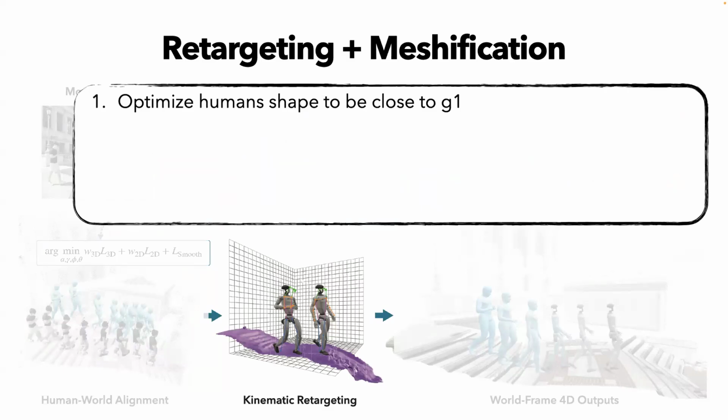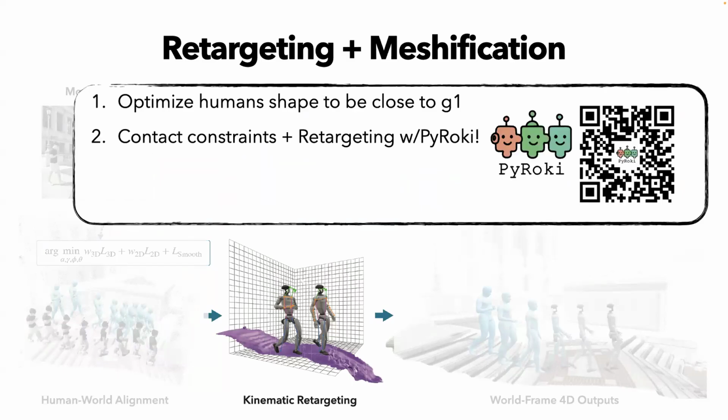Then you have to optimize your human shape to be close to the G1 proportions because G1 is a lot smaller. So you update your poses and change your betas. And then you have to move them to the state configurations of the robot, which doesn't have the same number of joints as SMPL. Here is a plug for our new library called PyRoki, which is basically like PyTorch for kinematic retargeting and inverse kinematics tasks.